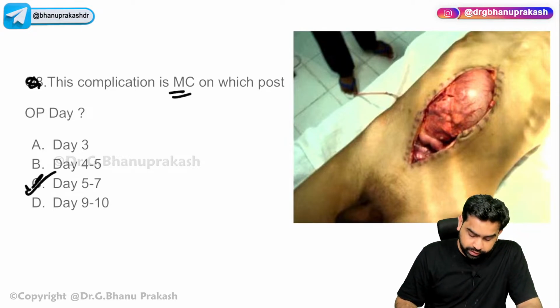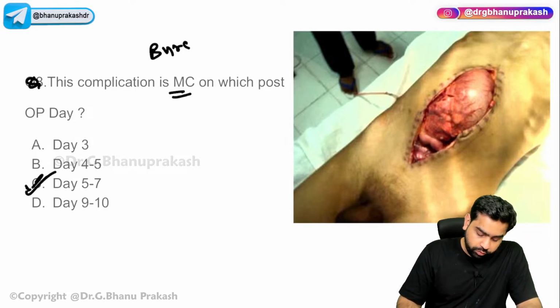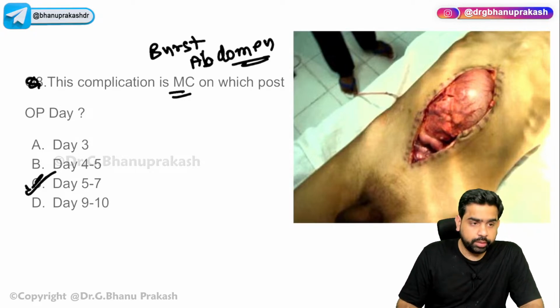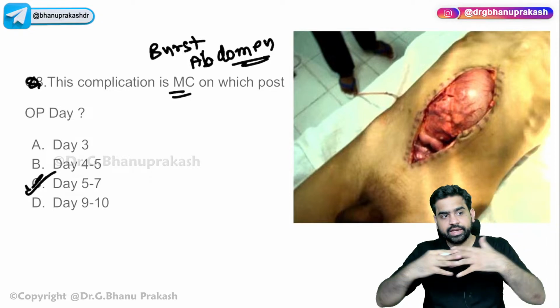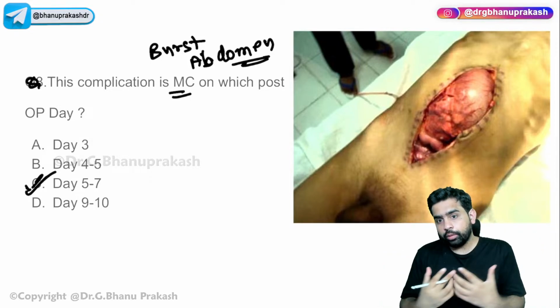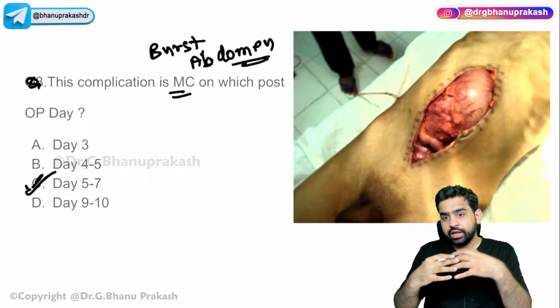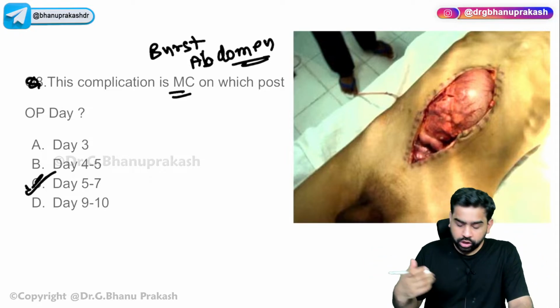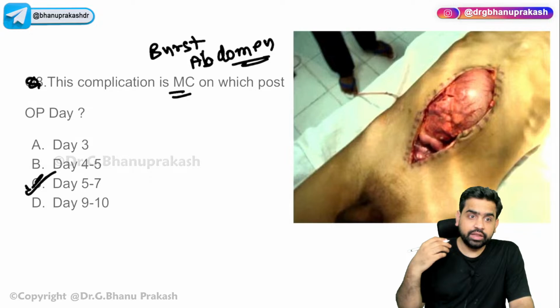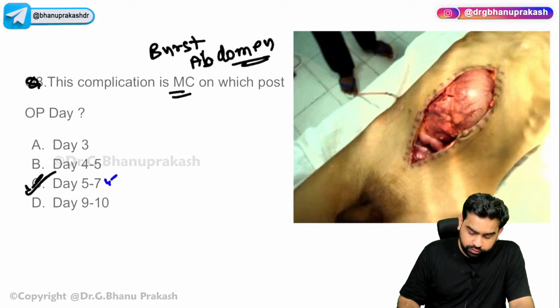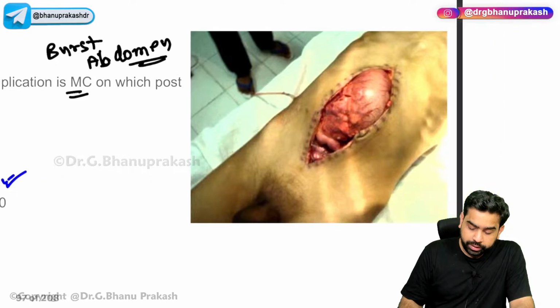What are we dealing with here? The burst abdomen. What happens in patients with a burst abdomen is that the sheath gives way. The sheath of the abdomen, on which you had taken sutures, has given way. This is a burst abdomen, and it characteristically occurs on the post-operative day 5th to 7th. I hope you are able to understand this point.